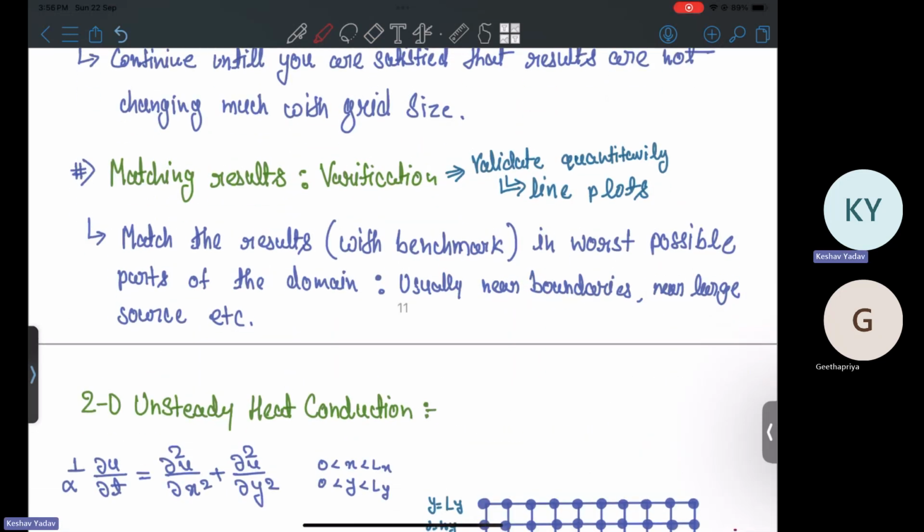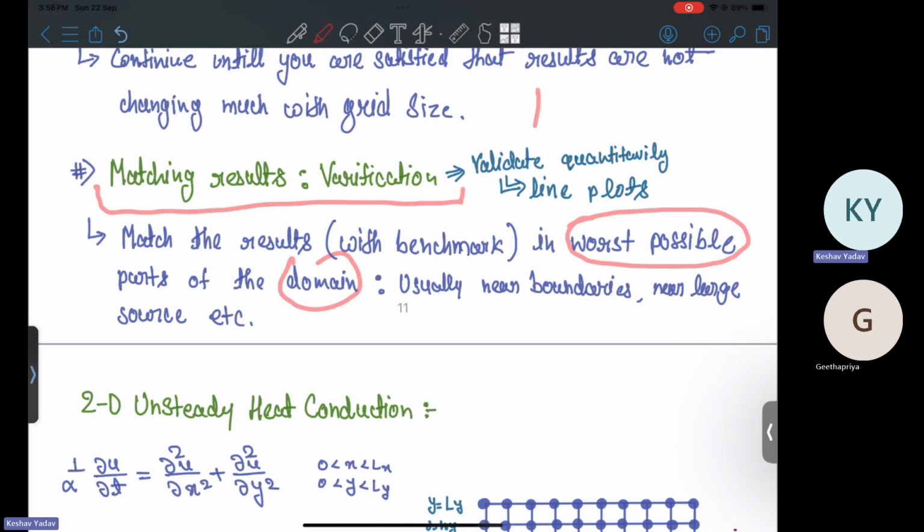So first we'll do the grid independence test. Then we will plot the result with respect to the benchmark problem. And that we'll do at the worst possible places. Okay. Suppose we have this domain.